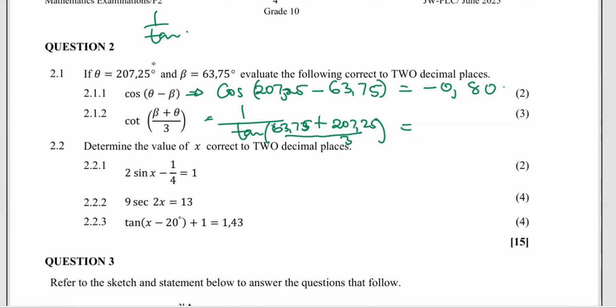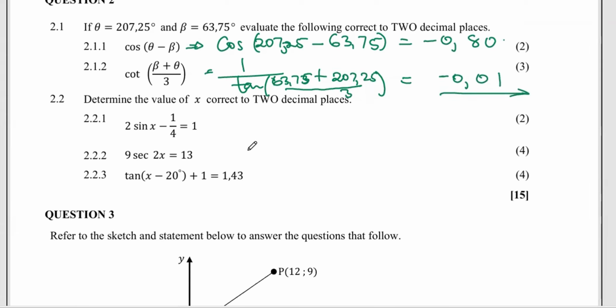So punch the whole thing the way it is in the calculator. So 1 over, we're saying the tan of, we'll use the fraction, 63.75, 207.25 divided by 3. Okay, so the answer that I'm getting is very weird, né? Like it's the weirdest answer. So my answer is negative 0.01. That's if I'm rounding off to decimal places as the question wanted. So I don't know, you can tell me what you have on your side, okay?